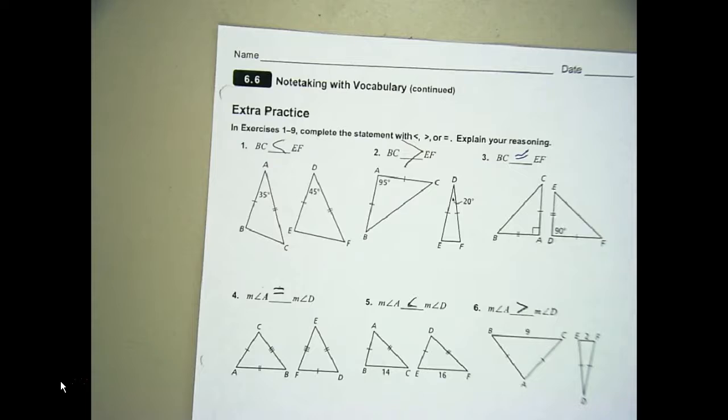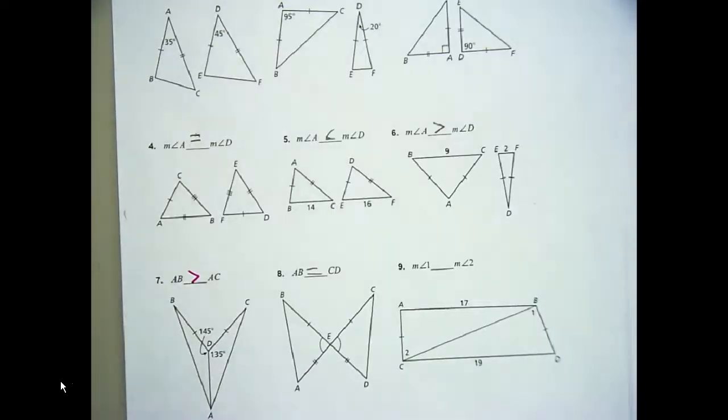All right, we got them all. Here we go. We didn't get them all. Who has number 9? Oh, all right. I think I had that one. That's my bad.